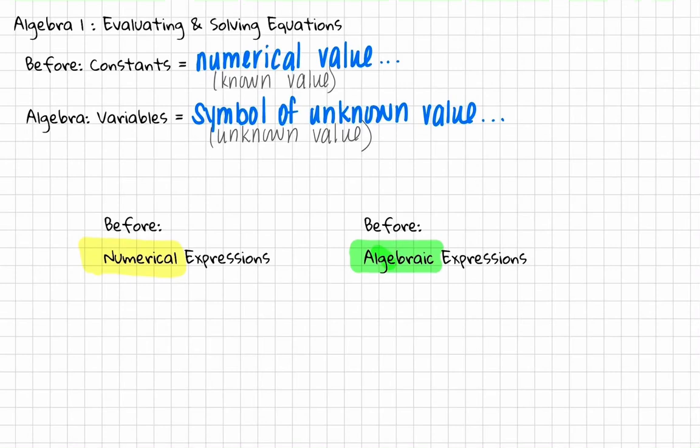Hey everyone, welcome. Today's video is about Algebra 1, evaluating and solving equations. In all classes before algebra, we mainly dealt with constants, which were items of numerical value. Specifically, these were items that had what we call known value. You know that 5 equals 5, 35 equals 35, 200 equals 200.